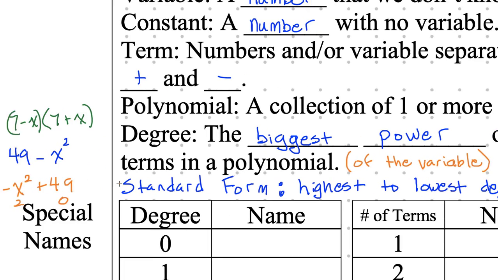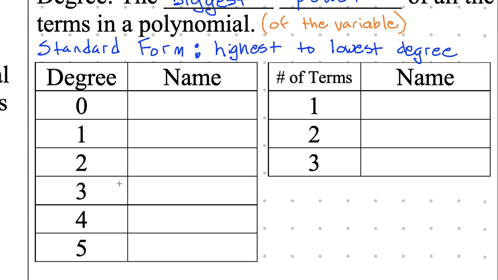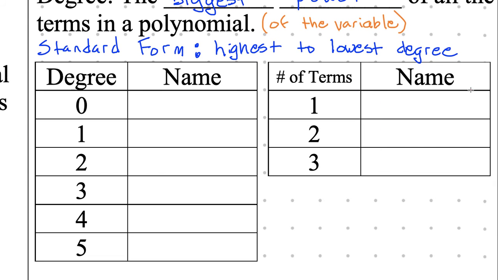All right, so let's talk about some special names of polynomials. And they're really fun names too. Well, I think they are. You might disagree. If I have a degree 0 term, that is called a constant, and that matches our definition above. So I'll write this: constant.